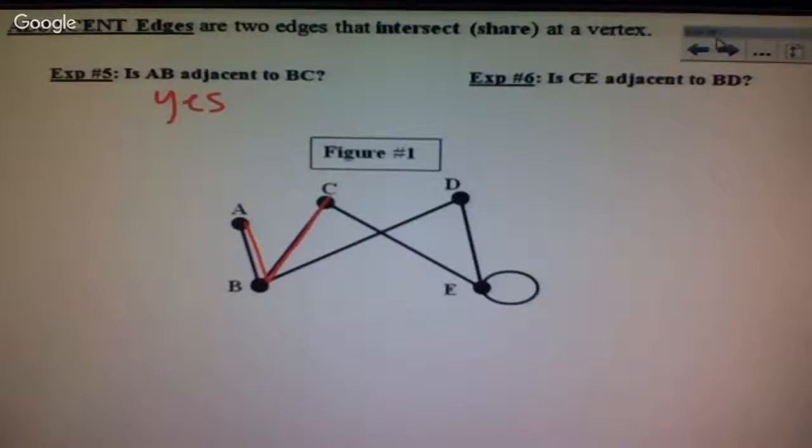Okay, you have to be able to do it without lifting your pencil. Is CE adjacent to BD? No. When I go from C to E, I can't get to BD without lifting my pencil and then tracing. So this is a no. Question.